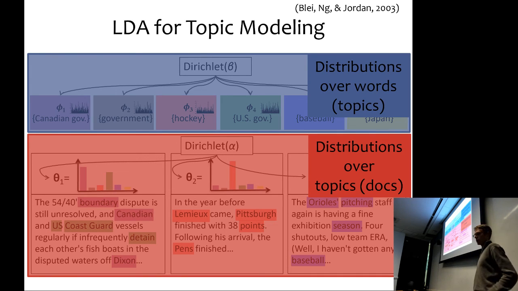And so you can think about this as sort of decomposing into a distribution over words, right? That's what an actual topic is. And then a distribution over topics. That's how we're representing a document, right?